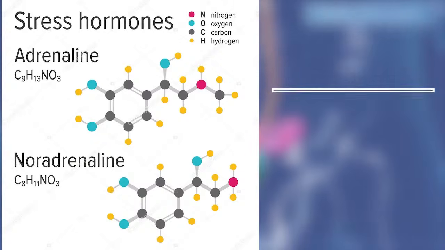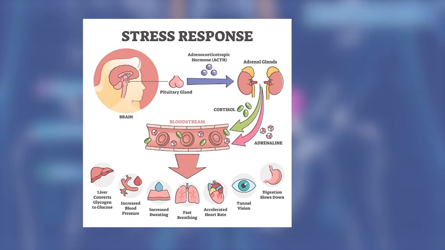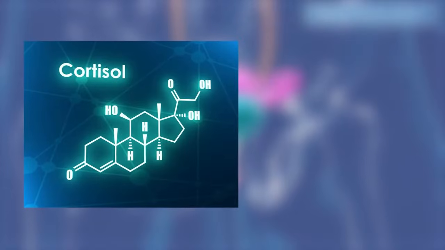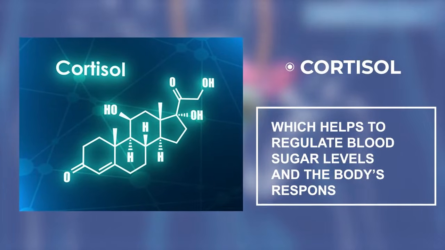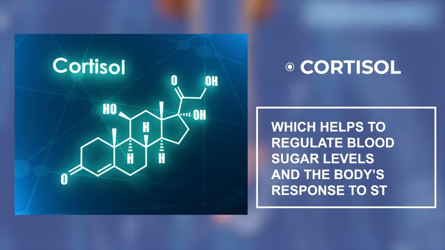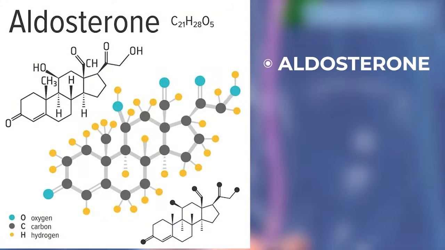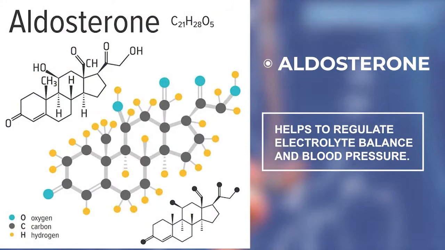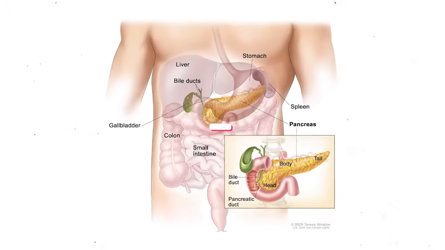The adrenal glands also produce hormones that regulate the body's metabolism, such as cortisol, which helps to regulate blood sugar levels and the body's response to stress, and aldosterone, which helps to regulate electrolyte balance and blood pressure.